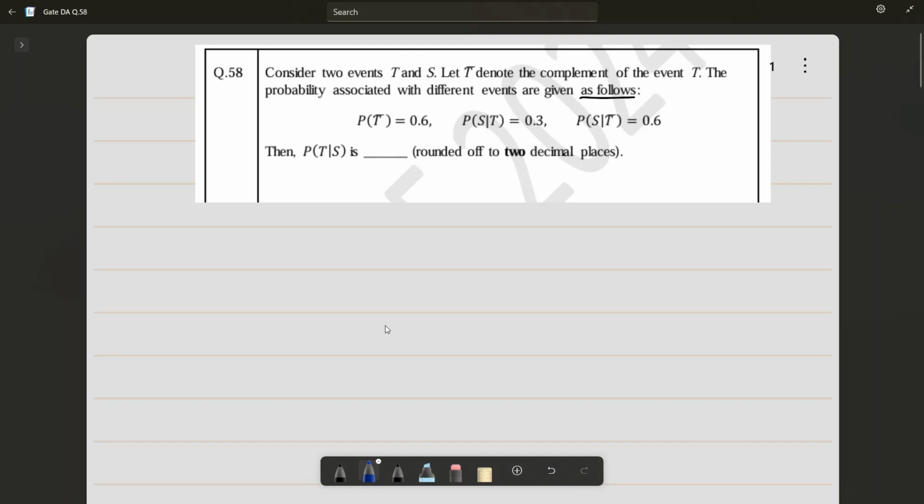Let us consider another question. Here we can see that, given, consider two events named T and S. Let T complement denote the complement of the event.